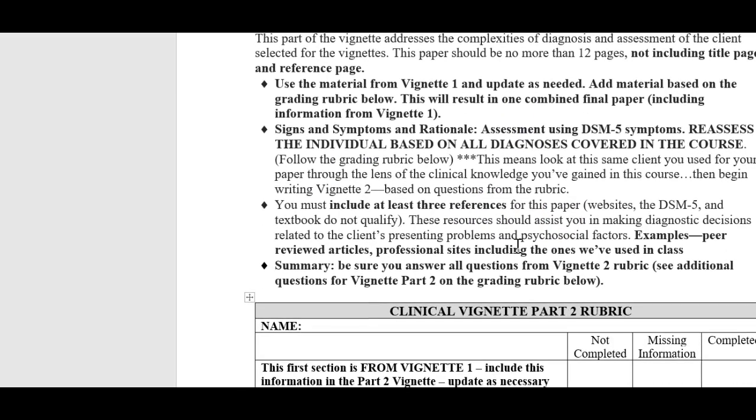Three references are required. The three references can be peer-reviewed articles. It can be professional websites like SAMHSA that you looked at last week. Anything like that is fine. For the model of this course, you're supposed to have three additional references, not including the DSM-5. That should be no problem. Let me know if you have questions.